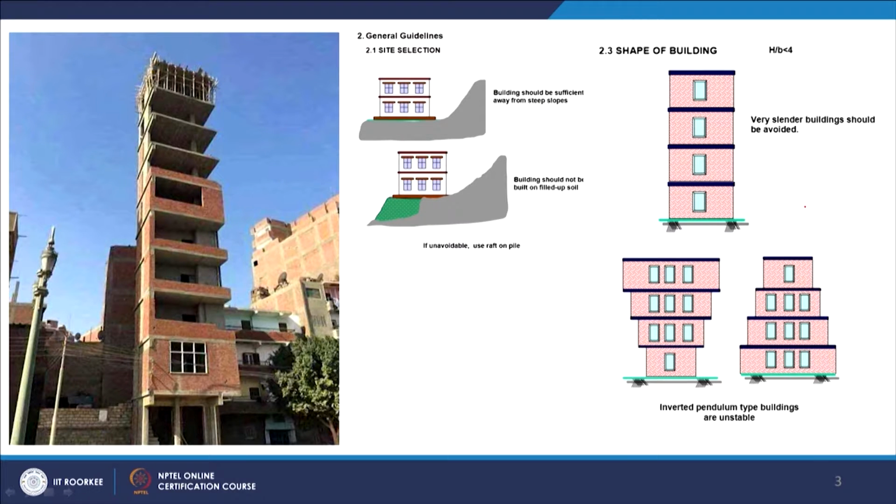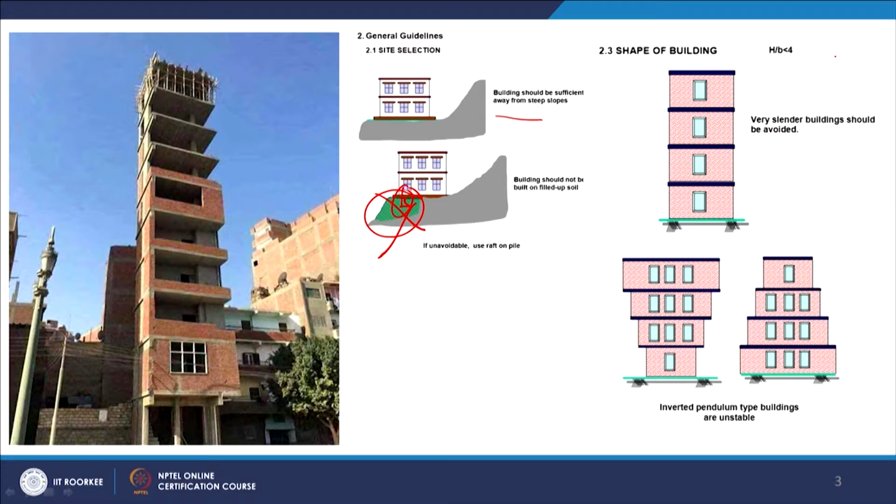Some of the other guidelines talk about site selection. When you are constructing a building, try to stay sufficiently away from steep slopes. Also, when you are cutting and filling the soil, especially the filled up soil, try not to make the foundations on it, because that has an implication: it might come down and the whole load will collapse. The building may collapse at the time of an earthquake, because the forces cannot be stabilized very well on that filled soil.